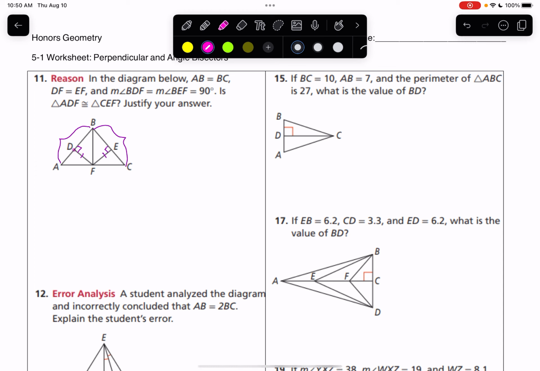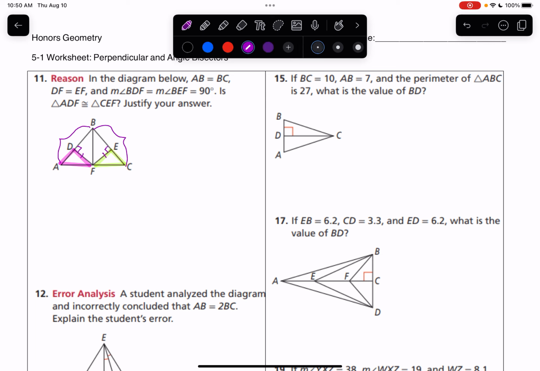So let's go ahead and outline those triangles. Here's ADF. It snaps to the wrong grid. Oh well. You know what it looks like. ADF and CEF. These are the two triangles that we are looking at. So let's see. What do we know?